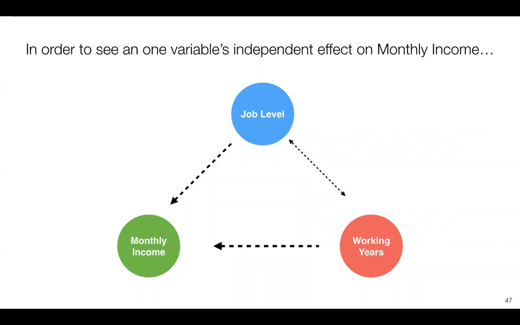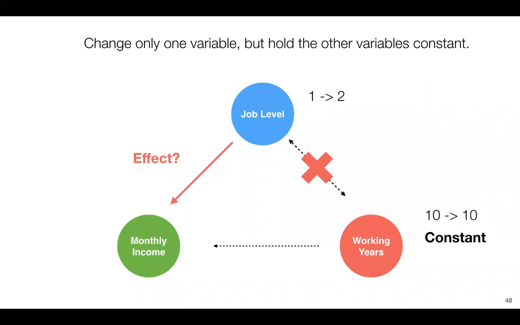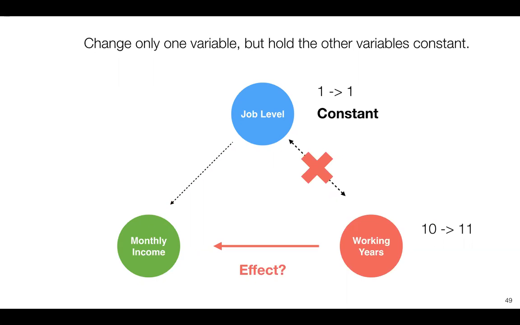So what we have just done, let's go back to the original diagram. We have this problem: which one is influencing the monthly income? And what we just did was hold one variable constant. We hold job level constant, to be just 1. It doesn't have to be 1, it can be 2 or 3, but just hold it constant. And change only the working years from 10 to 11 or 11 to 12 or whatever. And then we see if there is a difference in the monthly income.